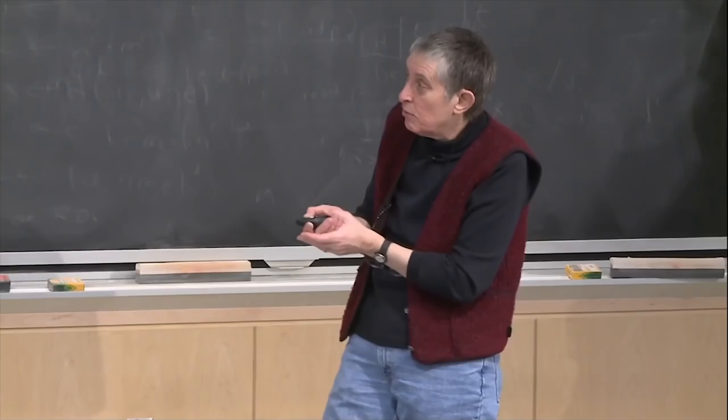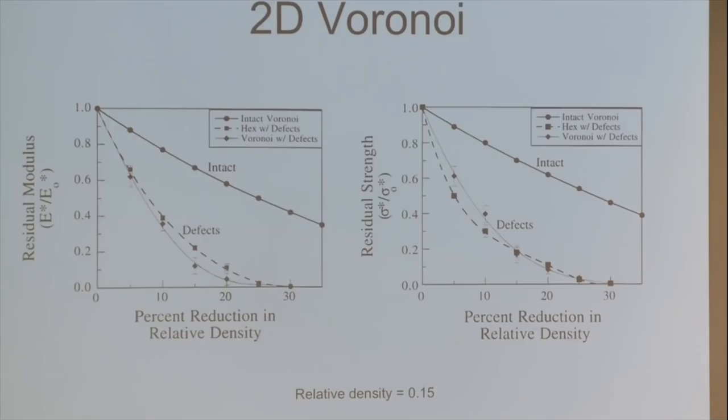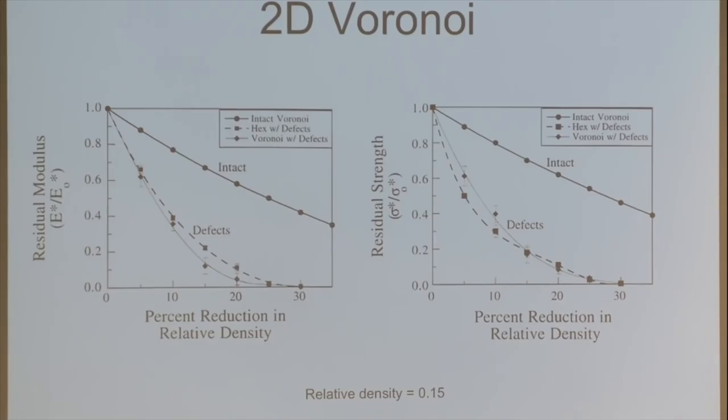And then this plot over here is the same sort of thing, but now for strength. So it's the strength of the bone or the strength of the honeycomb after you've either thinned or resorbed the wall, divided by the strength of the intact honeycomb. And again, you're reducing the density here. This is for the intact model where you're just thinning the struts, and this is for the models where you're removing the struts.